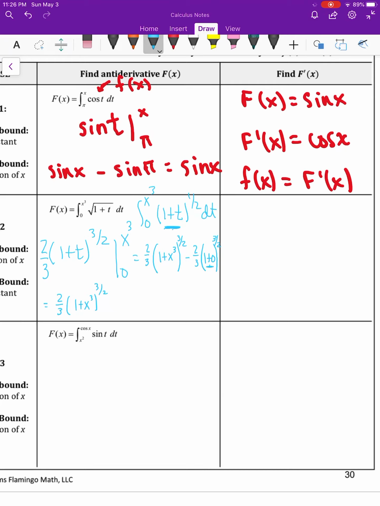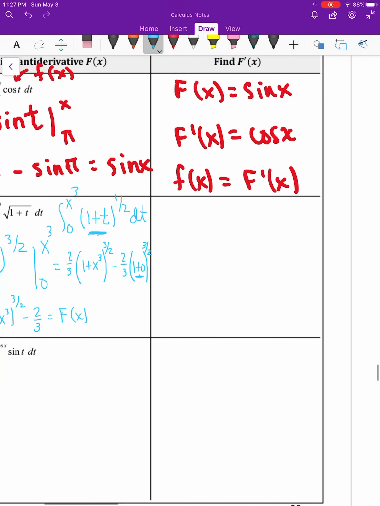So I guess you could, let's just leave it 2/3 times (1 plus x cubed) to the 3/2, and then 1 to any power is just 1, times negative 2/3, so this is negative 2/3. Okay, so that's what I get. This is my capital F of x.